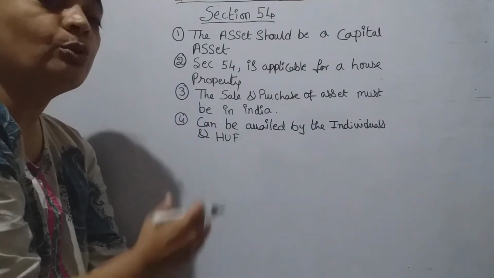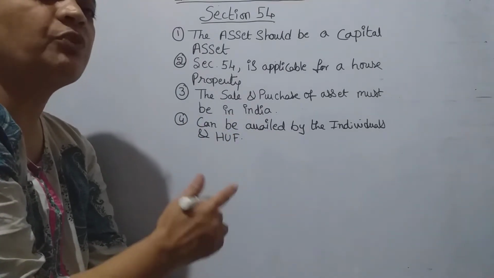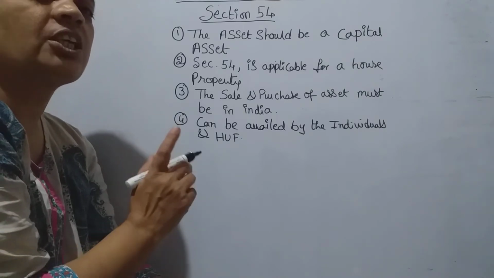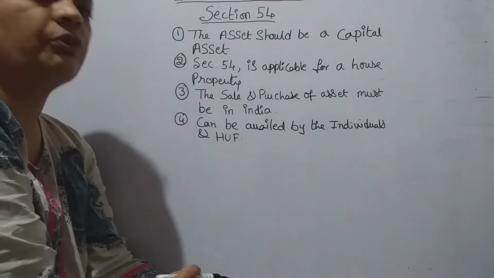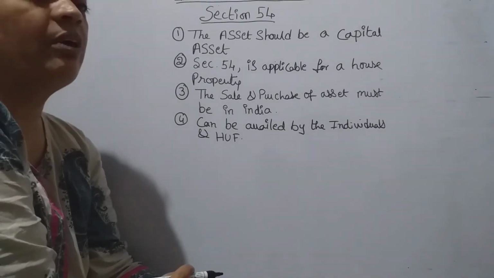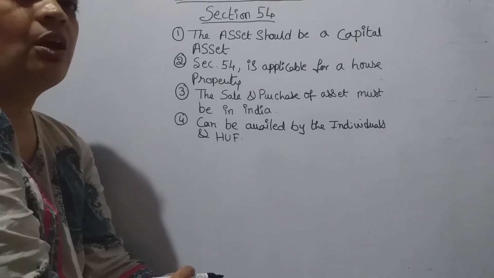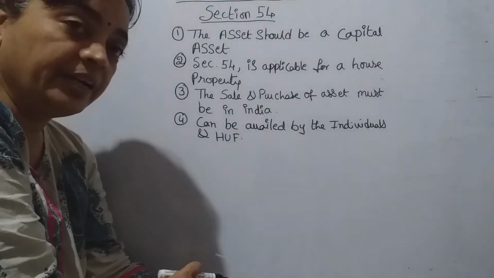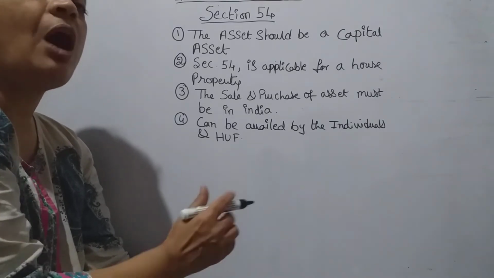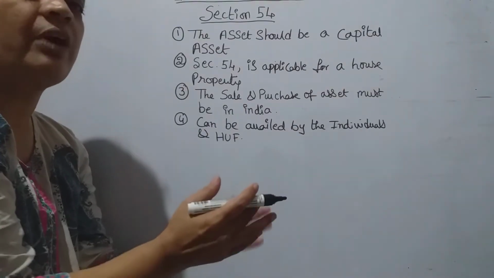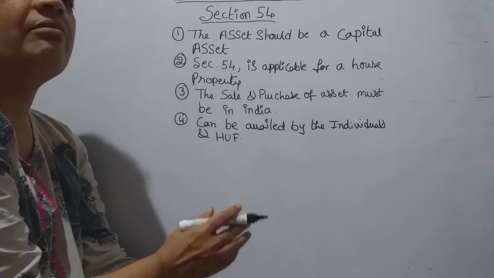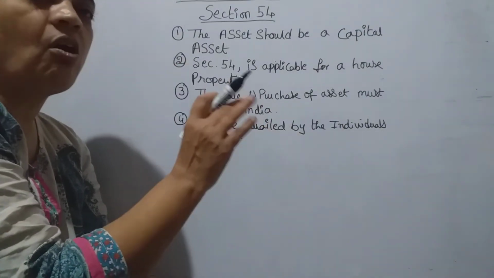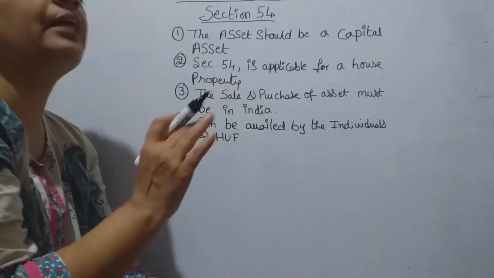But to get exemption from that, we have one section in the Income Tax Act 1961, that is section 54. So, who can avail this section 54? All individuals, like human beings, and Hindu joint families, or Hindu undivided families, can also avail this exemption. Exemption means whatever amount you get, on that you need not pay any tax.